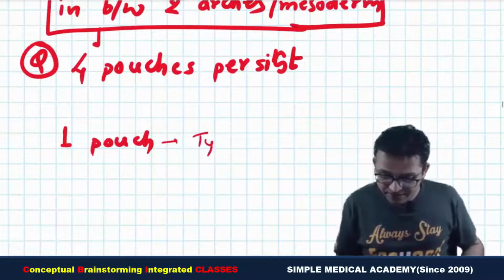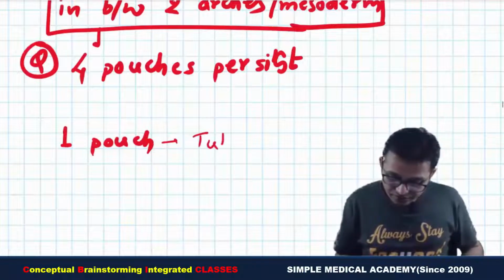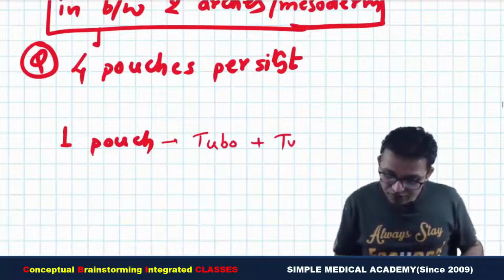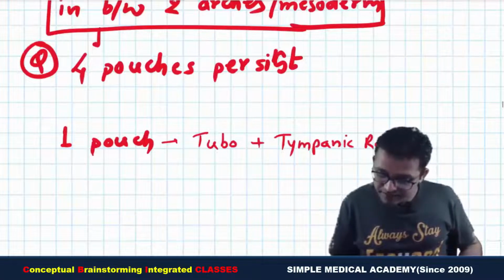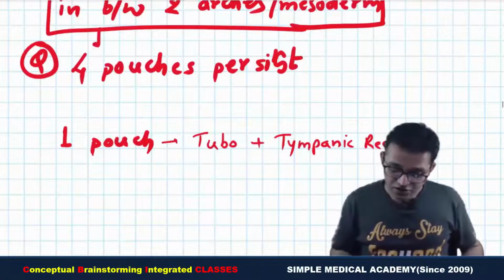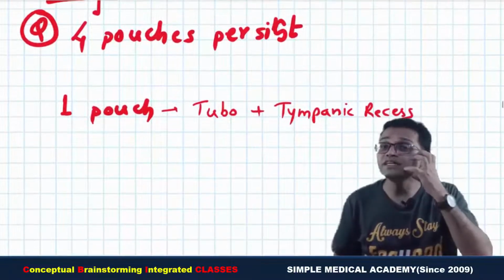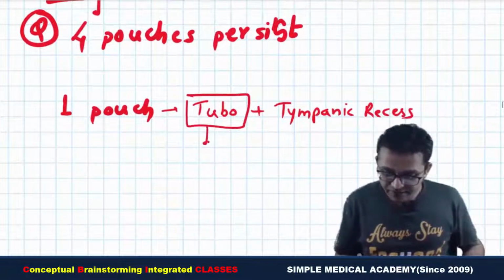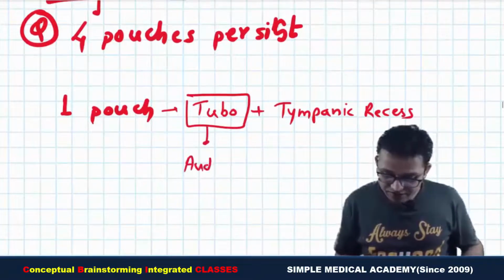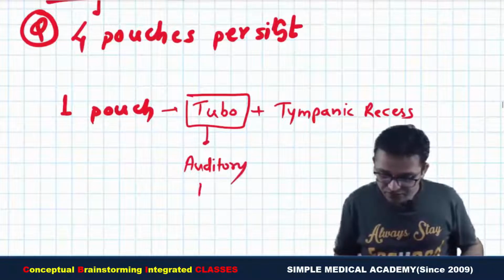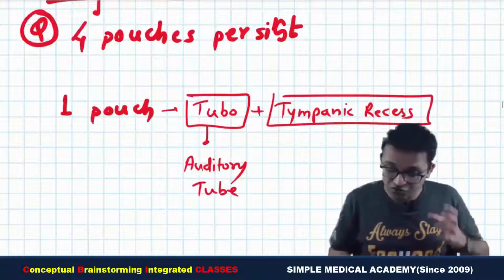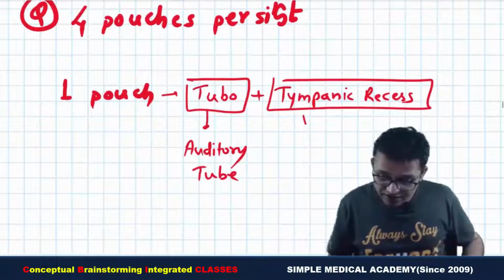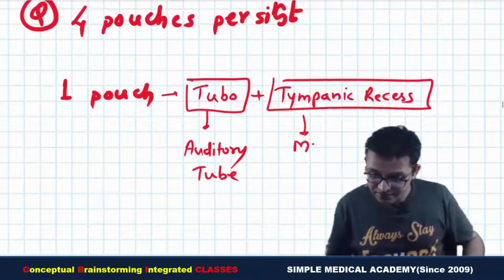That's why, what is the name? Yes, it gives rise to the tubo-tympanic recess. So tubo means which tube is located inside the mouth, inside the pharynx part. Your answer is auditory tube and tympanic recess. Which recess is located here? Yes, definitely your answer is the ear-related cavity, that is the middle ear cavity.